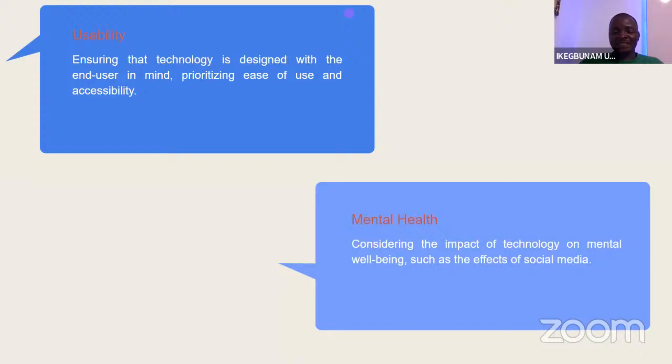Another ethics in technology involves considering the impact of technology on mental well-being, such as the effect of social media. You find yourself scrolling on Facebook is very, very easy and enticing. That is when our dopamine is working the most.